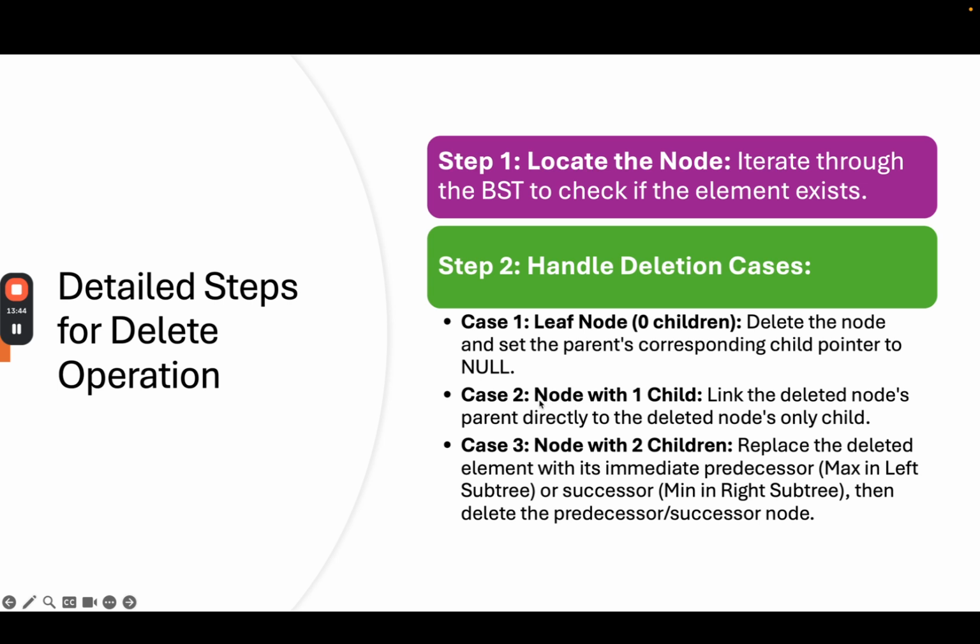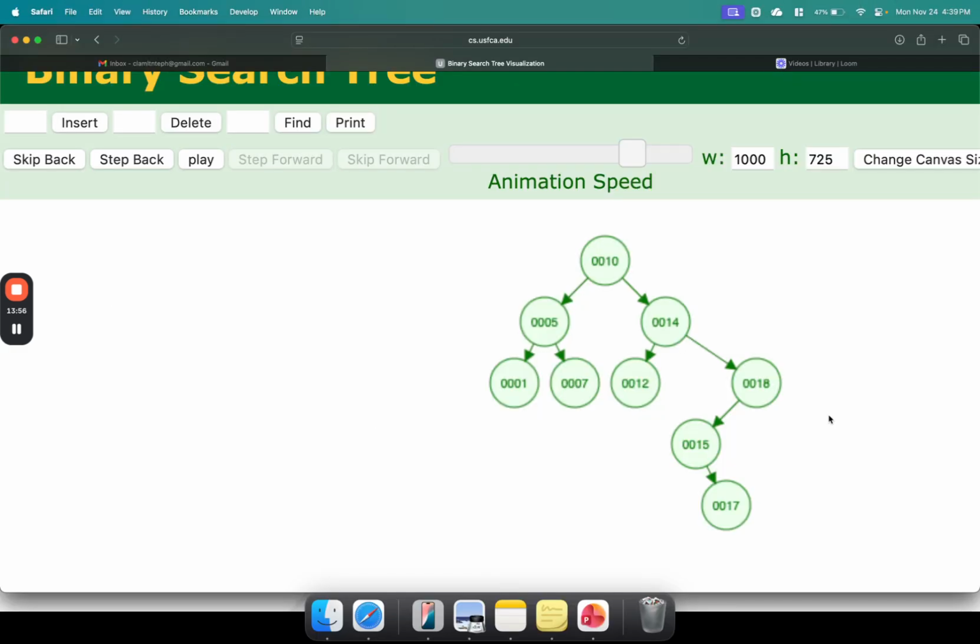What happens if I delete a node with 1 child? If I delete a node with 1 child, we need to link the deleted node's parent directly to the deleted node's only child. Meaning, the child of the deleted node is adopted by its parent. So let's say I'll delete 17. What we need to do here is, let's say I want to delete 15. What you need to do here first is have a temp pointing to 15, and have 18 point to the child of 15 so that it can adopt it. So let's try to do that.